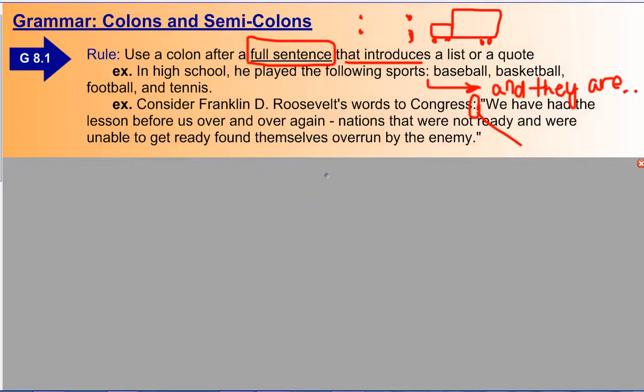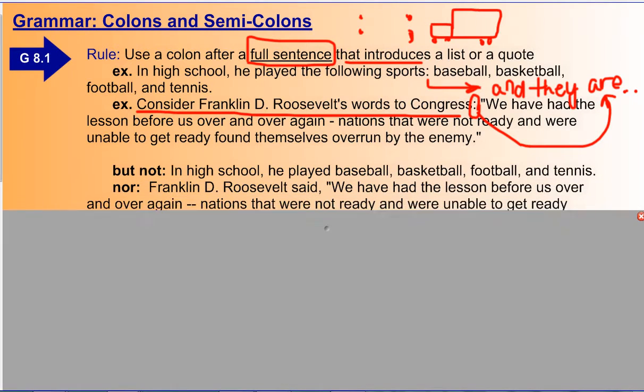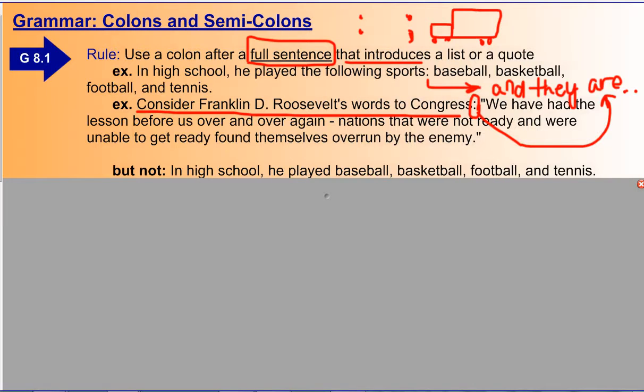We again have a full sentence before here. Consider Franklin D. Roosevelt's words to Congress. I could stop there and it's a perfectly good sentence. But because we want to know what those words are, we get this idea, "and those words are," and then it gives us his words. If we reworded those things, we wouldn't need the colon. If we were to just say, in high school, he played baseball, basketball, football, and tennis, we don't need a colon at all.